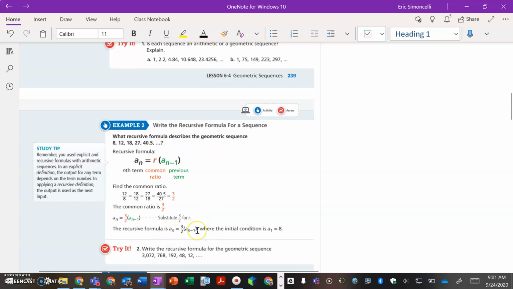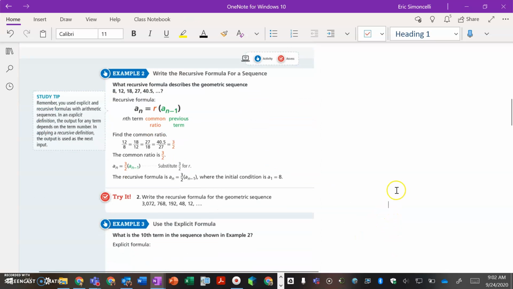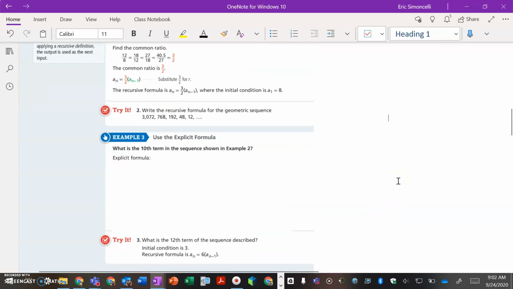Formulas of this nature are a little bit harder if you're finding, let's say, the 100th term, because technically to find the 100th term you still need the 99th term. But that's going to change in a quick moment. We're going to take a look at the explicit formula. So what is the 10th term in the sequence shown in example 2?